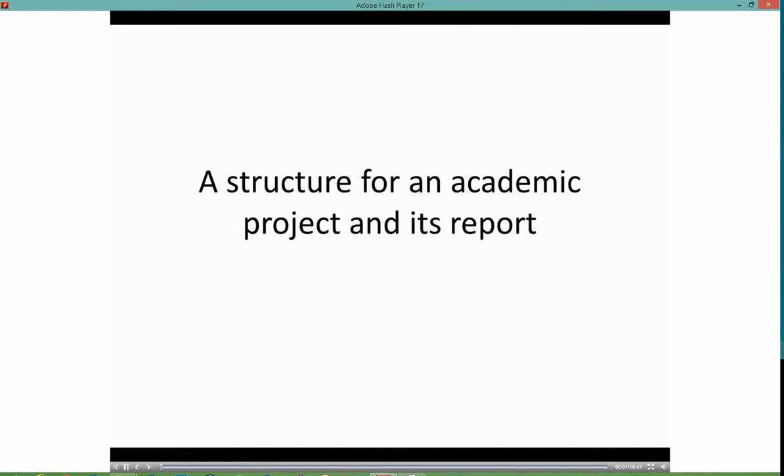This presentation describes a general structure for an academic project and its report. Students might undertake several kinds of project, and there are many ways of doing this. The concepts presented here have been tried and tested successfully over several years for undergraduate and MSc projects, both campus-based and work-based. If this structure does not fit your project precisely, feel free to modify it for a better fit.